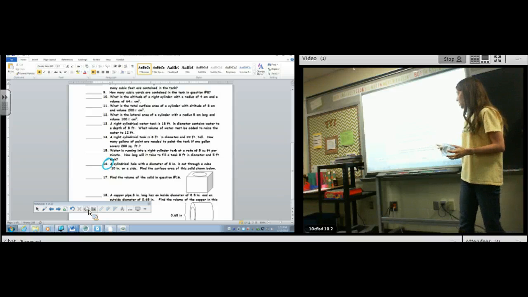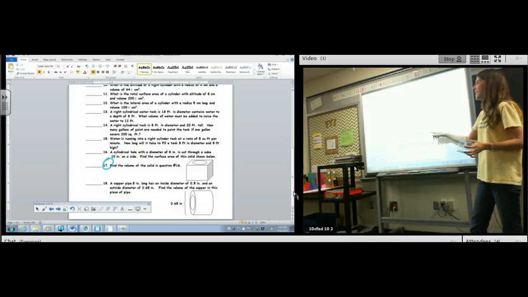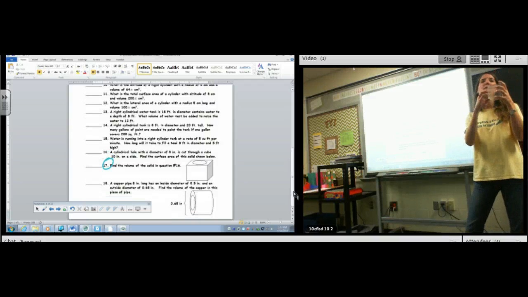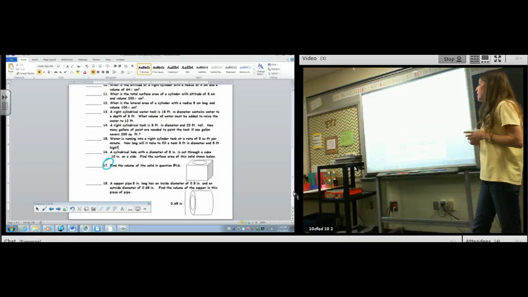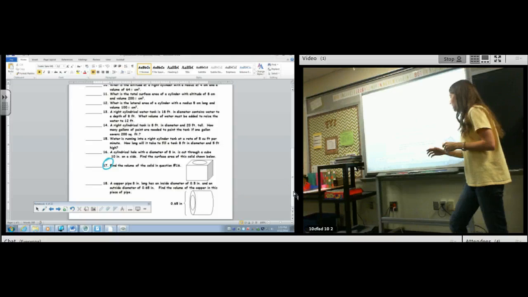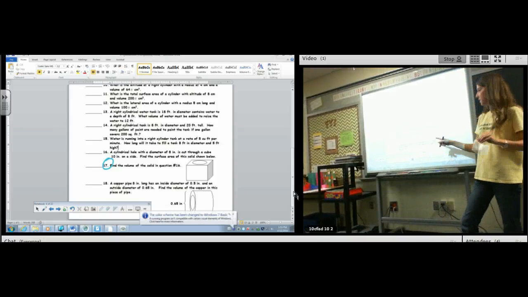So here's a picture of it, right here. That's a really big drill. Yeah, you're right. I'm just trying to give you a visual. So anyways, we want to find the surface area. Who's got an idea? Surface area of that.